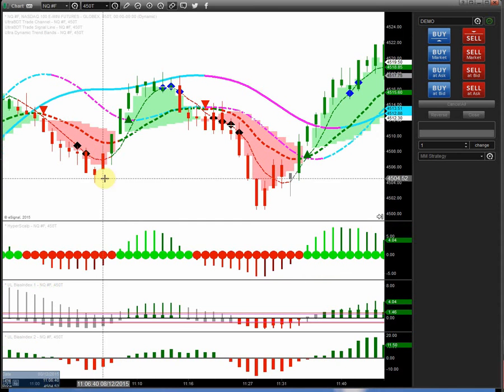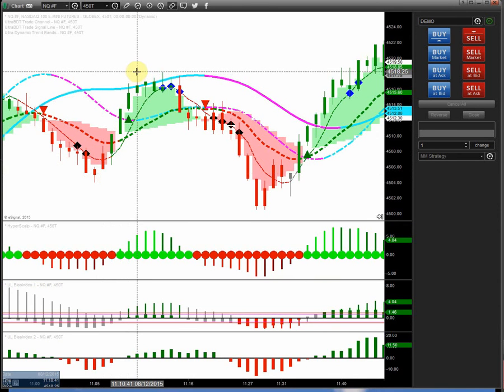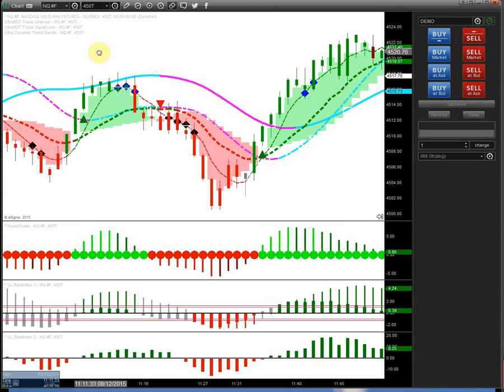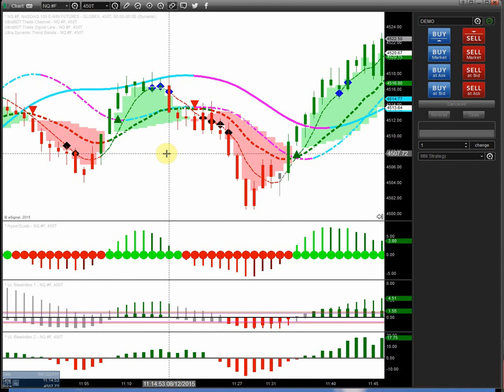Once they shot down lower, they rocket shipped back up to the upside here. And again, you don't have a trade here because you've got the crossover of the dynamic trend band number 1 and the colors are matching here, but what is the disqualifying feature? That's right, a flat dynamic trend band number 2.